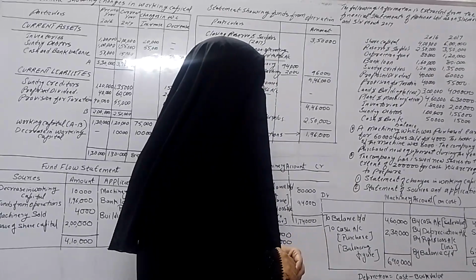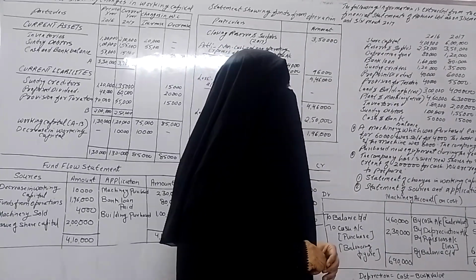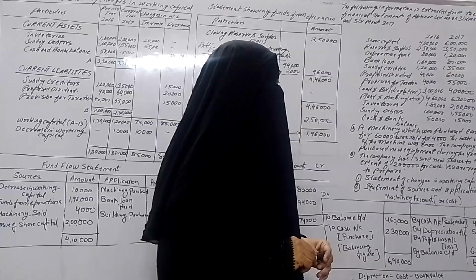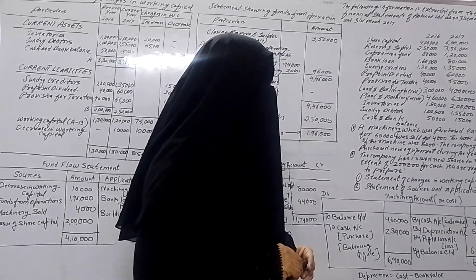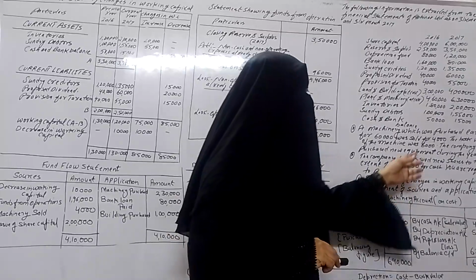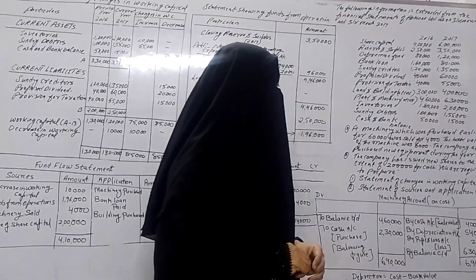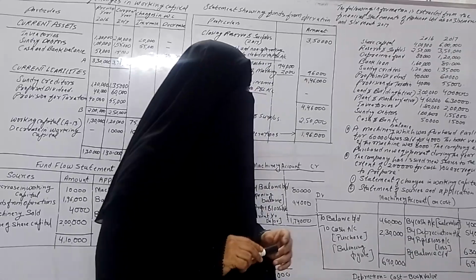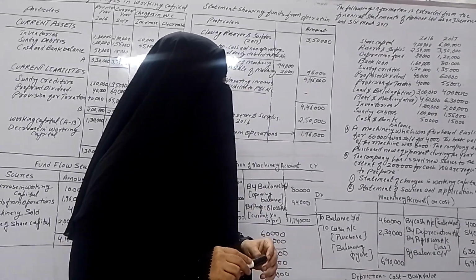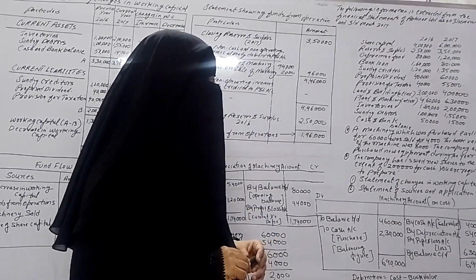Now the other information is also available, that is machinery which was purchased earlier for rupees 60,000 was sold for rupees 4,000, and the book value of the machine was 6,000. The company also purchased new equipments during the year. And the second bit is given, the company has issued new shares to the extent of 2 lakh for cash.